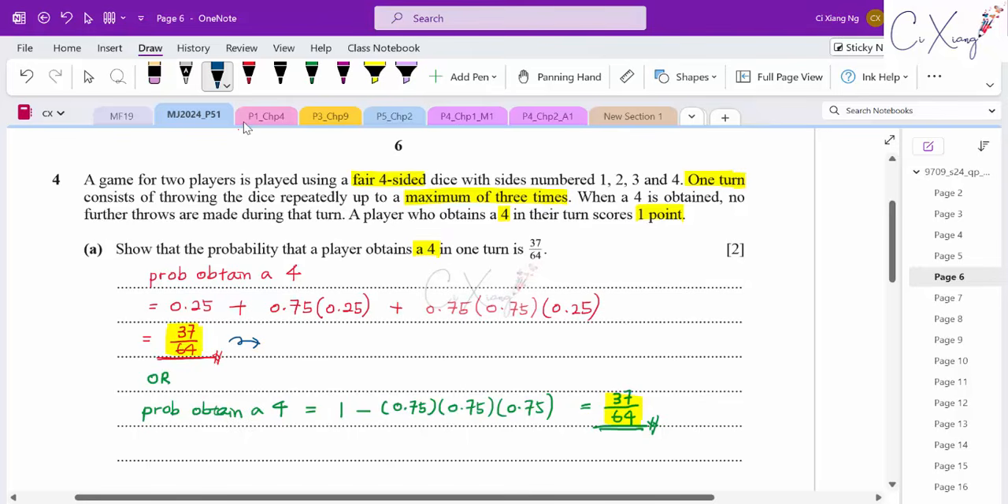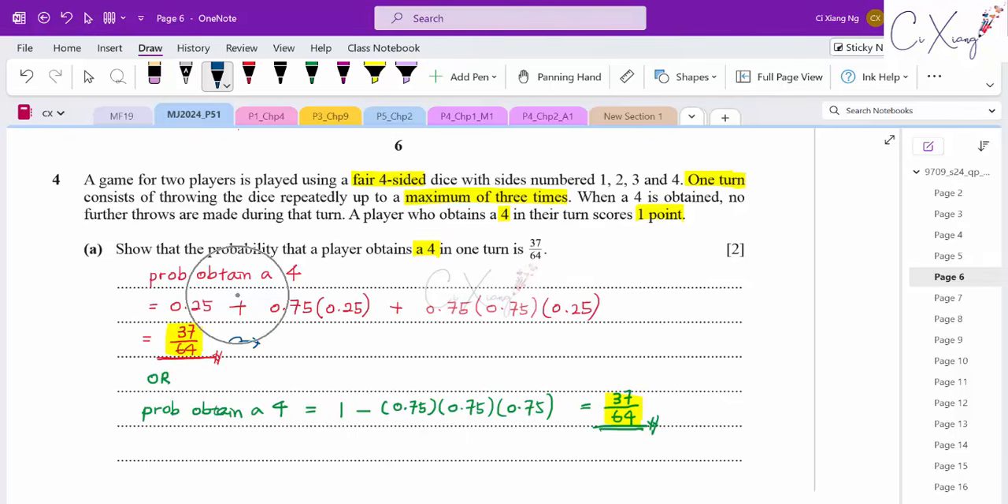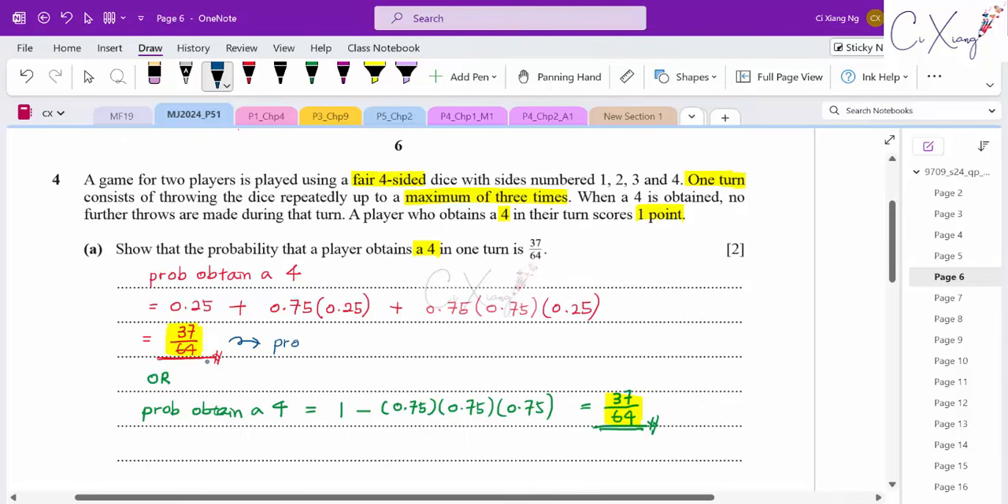And in the question just now, they did mention that when you obtain a 4 in the turn, this one is 1 turn, okay, in 1 turn. For 1 turn, you can throw it for 1 time. If let's say you get a 4 in the first throw, you can get 2 throws. If let's say the first throw you didn't get a 4, second throw you get a 4, and so on. So all these are 1 turn. So when you calculate this probability, basically it means that this is the probability of obtaining a point.